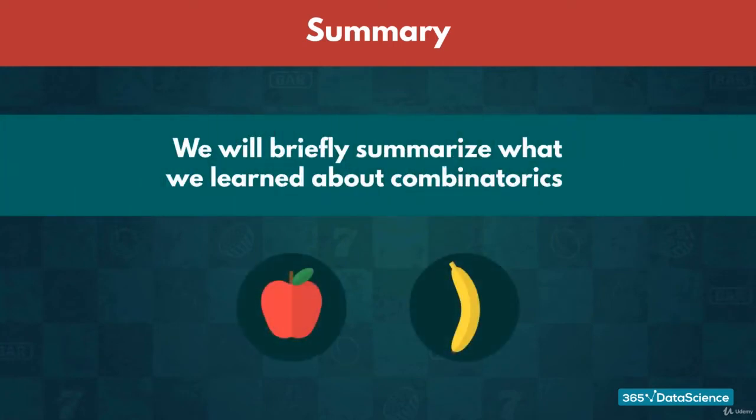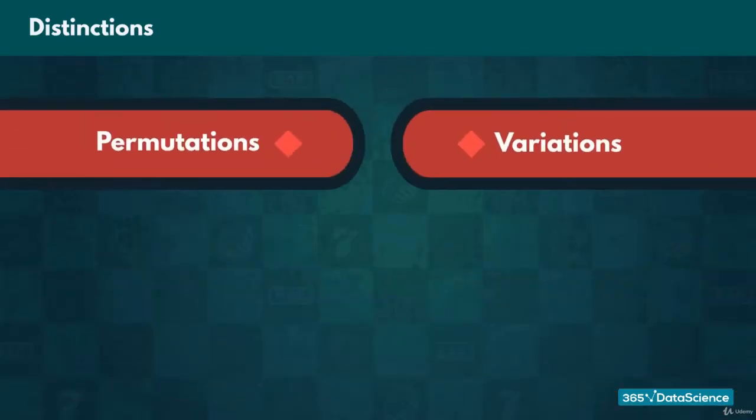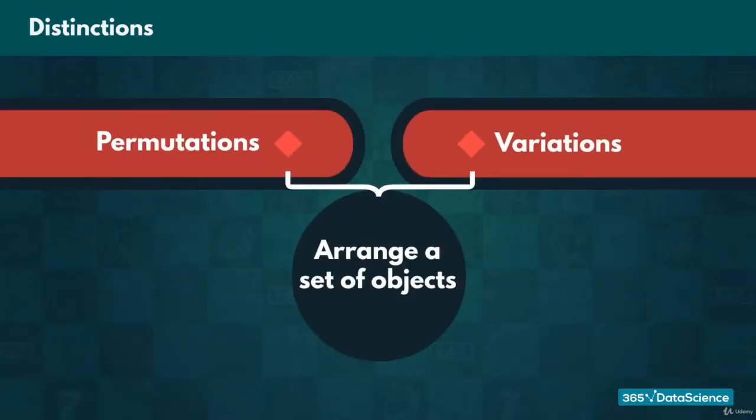Hello everyone. The purpose of this video is to briefly summarize what we learned about combinatorics in this part of the course. Okay, we use permutations with variations when we must arrange a set of objects. In such cases, the order in which we pick them is crucial.